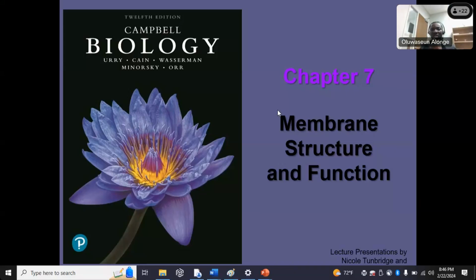All right, so this is chapter 7, and we are looking at membranes, membrane structure and their functions. I'll be looking at some transportation mechanisms that happen on the membrane in cells generally.